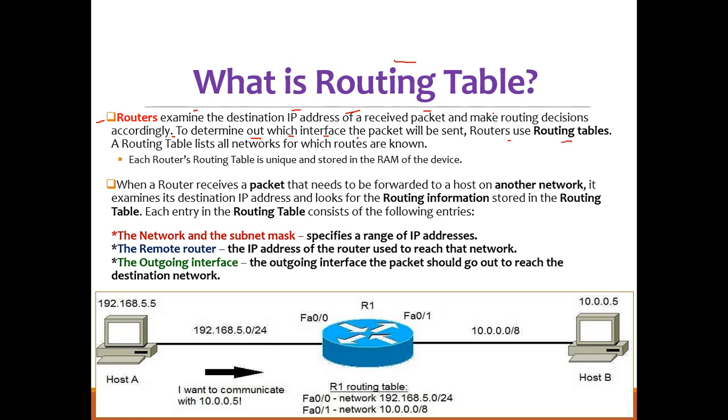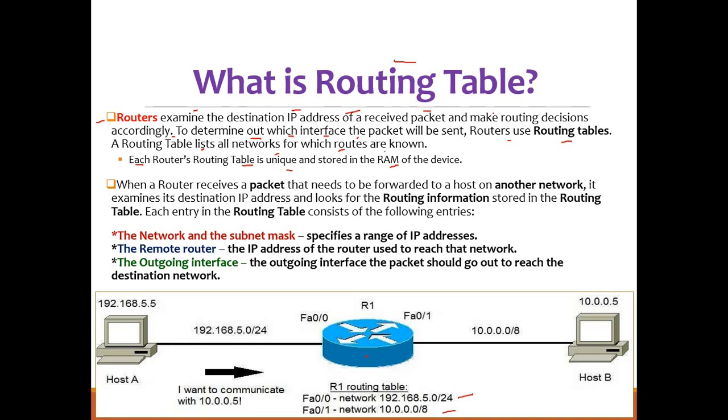The routers use a routing table, and the routing table is the list of networks for which the router knows the routes. Okay, so if this router has this information, then this router can only forward information for these two networks, meaning it can reach these two networks. The routing table of the router is unique and it is stored in the RAM of the device. So if your router is booting 10 times, 10 times it will load the routing table. And the routing tables are exchanged between the neighbors.